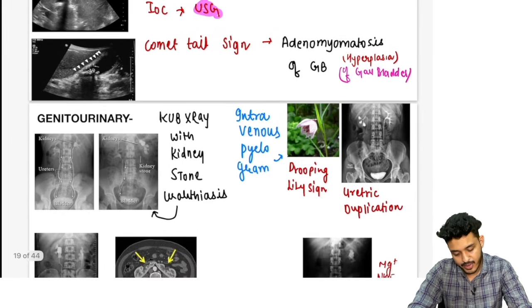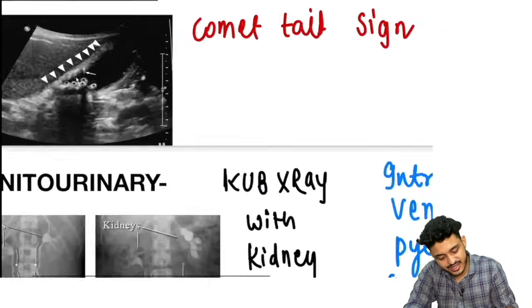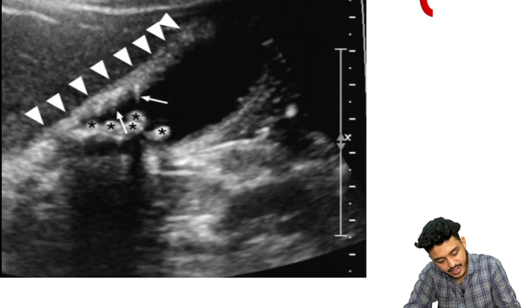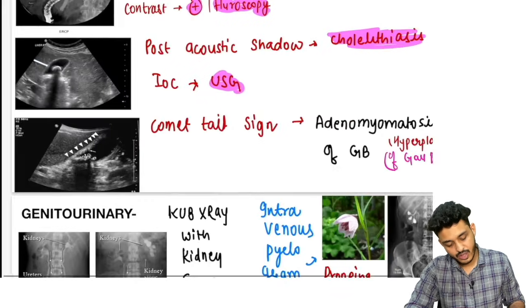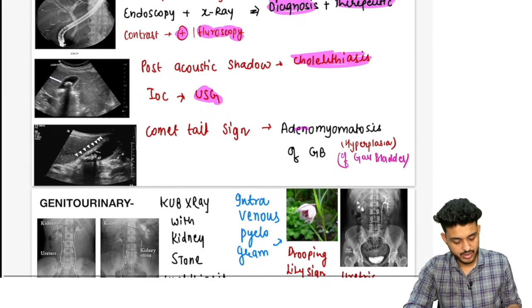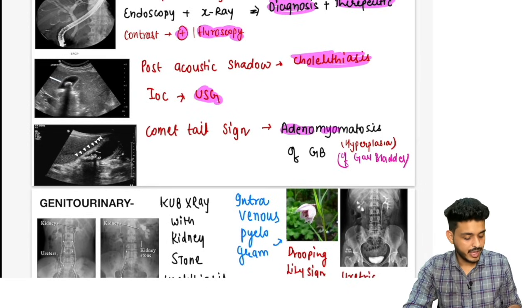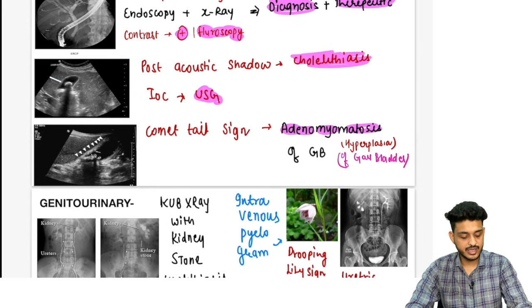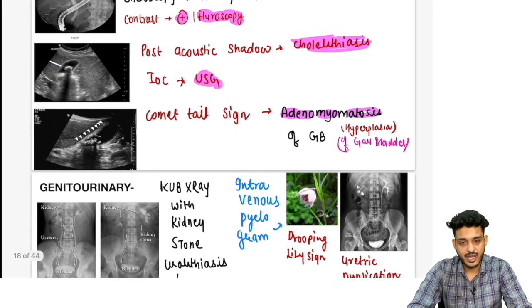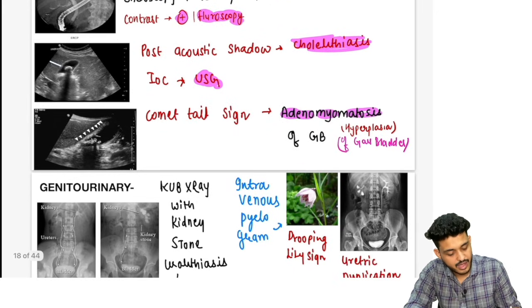Then we have got comet tail appearance, comet tail sign. This is the comet tail sign that you can appreciate. This is for the adenomyomatosis, beta. Adeno means glands, myo means muscle, matosis is going to be the hyperplasia. You will be having the hyperplasia of the gallbladder cells, right?